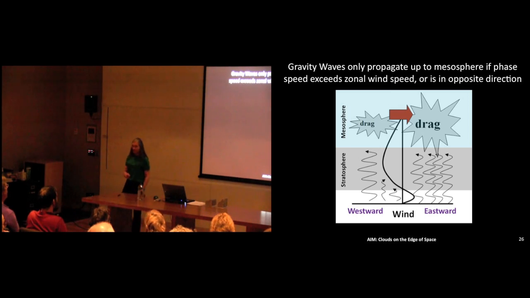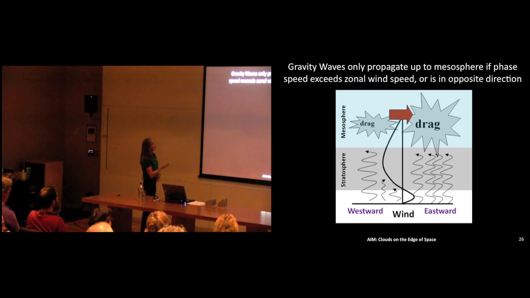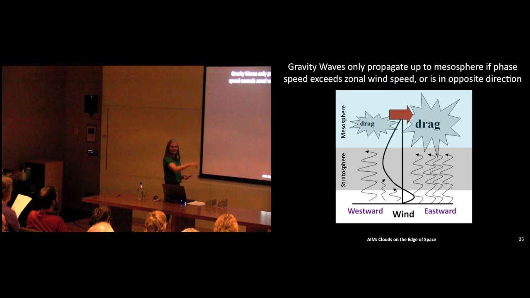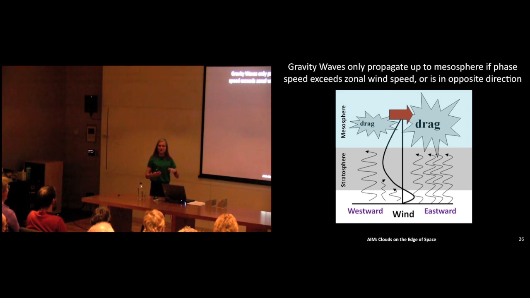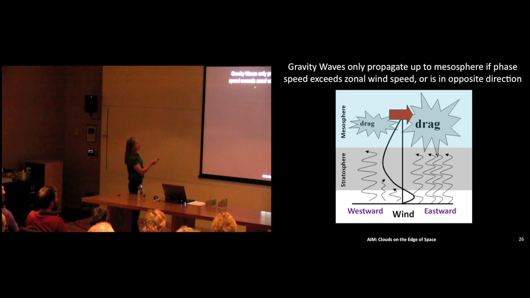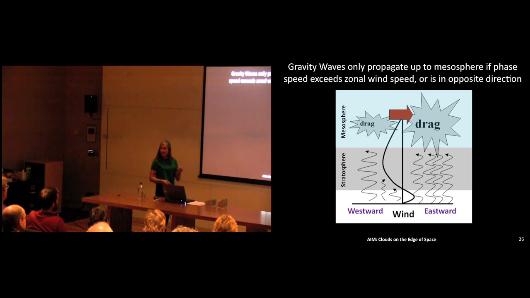Okay, but one point to keep in mind about gravity waves, and this is going to lead into some of the rest of what we're finding, is that gravity waves only propagate up to the mesosphere if their phase speed, meaning how fast the crests of the waves are moving, exceeds the zonal wind speed, meaning the wind that goes between east and west. I'm talking in an average sense, but that's okay. So if the phase speed exceeds the zonal wind speed, or if it's in the opposite direction of the zonal wind, then the waves can propagate up. Okay.